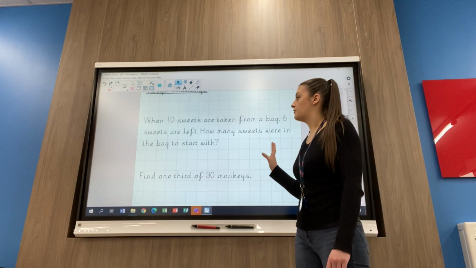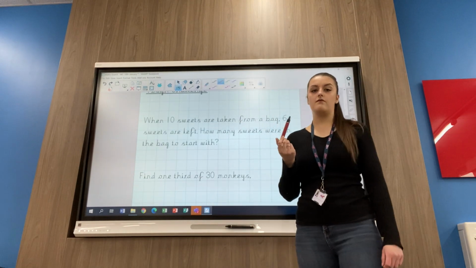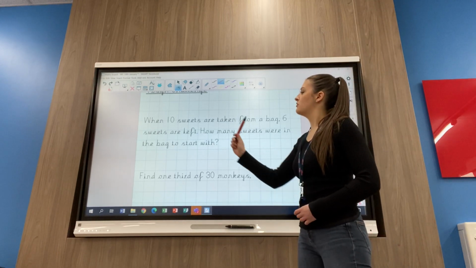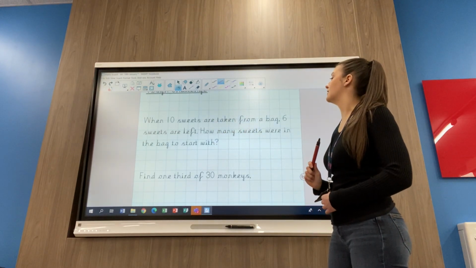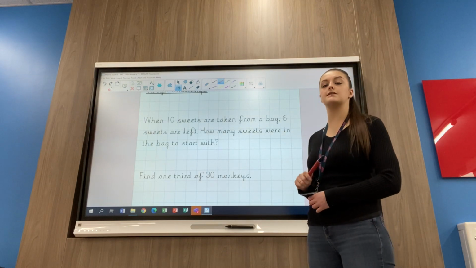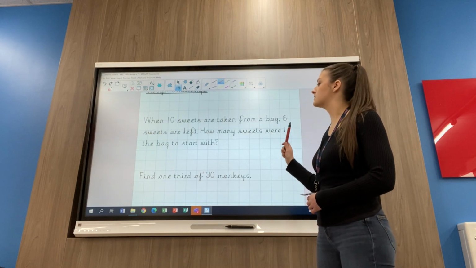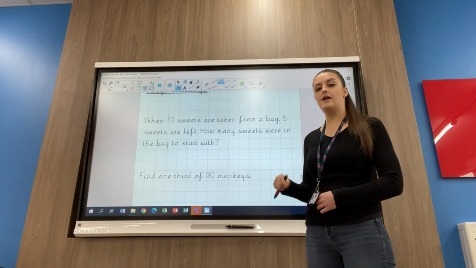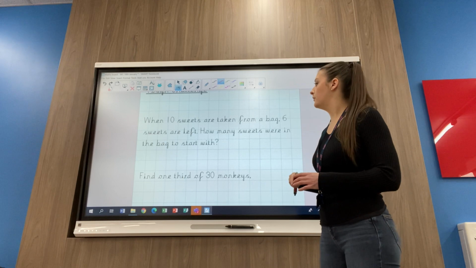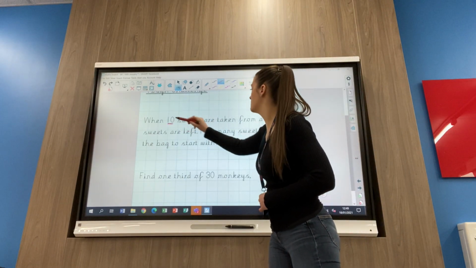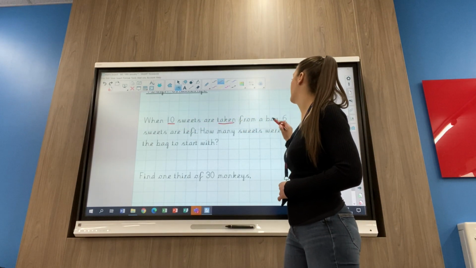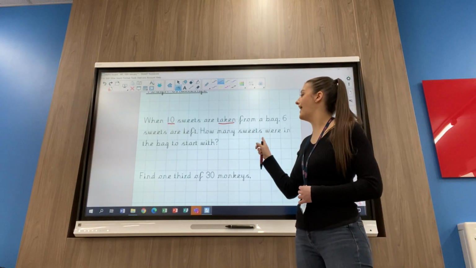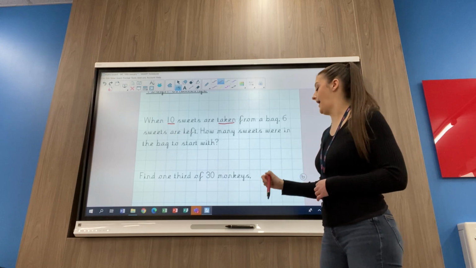We've got another word problem, so get your pens and pencils at the ready to underline any keywords and numbers that you might need. So when 10 sweets are taken from a bag, 6 sweets are left. How many sweets are in the bag to start with? So it doesn't tell me how many sweets were in my bag, but it tells me 10 sweets are taken from a bag. So they're taken out of the bag and only 6 are left. How many sweets were in the bag to start with?